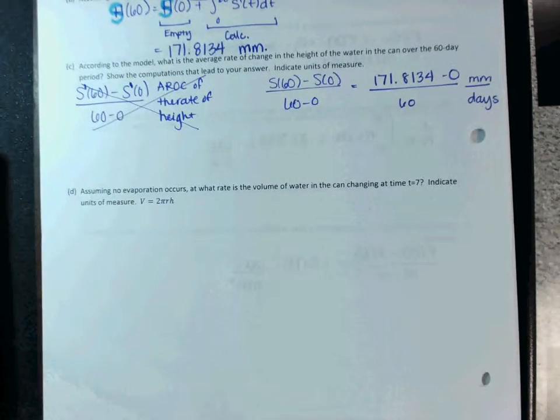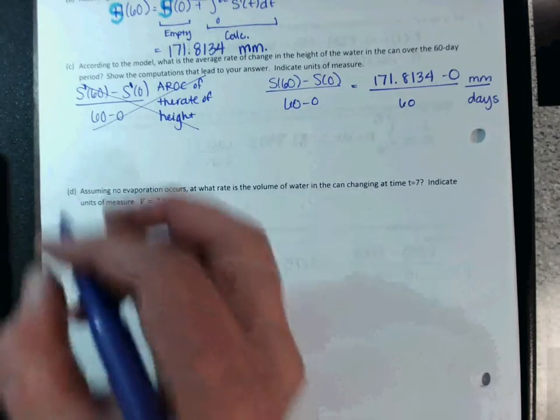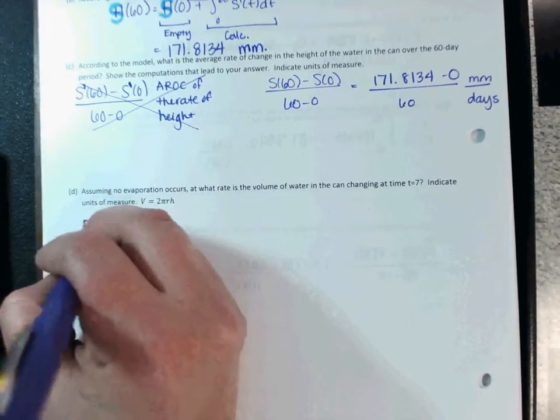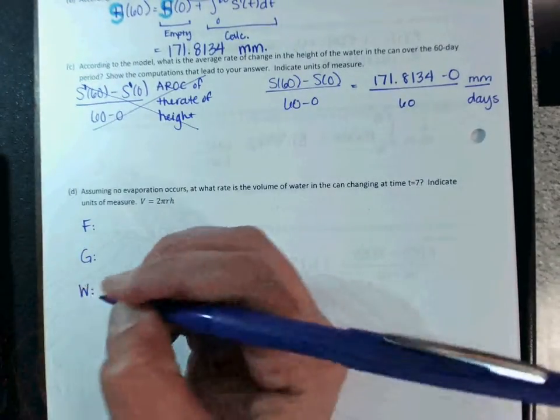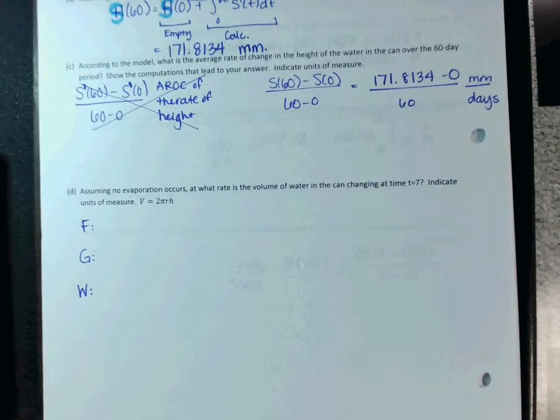It says, assuming no evaporation occurs, at what rate is the volume of the water in the can changing at time 7? Indicate units of measure. First question, find given one. And then the question that I had for you, we did a cylinder, yes?